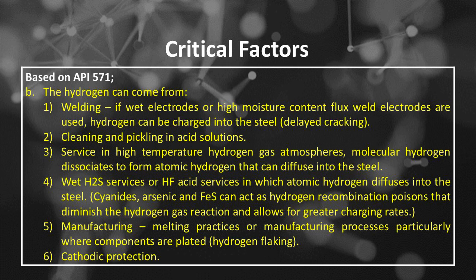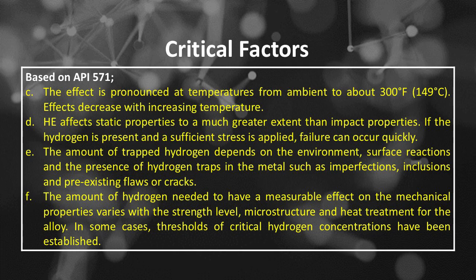Cyanides, arsenic and FeS can act as hydrogen recombination poisons that diminish the hydrogen gas reaction and allow for greater charging rates. Number 5, manufacturing, melting practices or manufacturing processes, particularly where components are plated, hydrogen flaking. Number 6, cathodic protection. Number C, the effect is pronounced at temperatures from ambient to about 300 degrees Fahrenheit, 149 degrees Celsius. Effects decrease with increasing temperature.